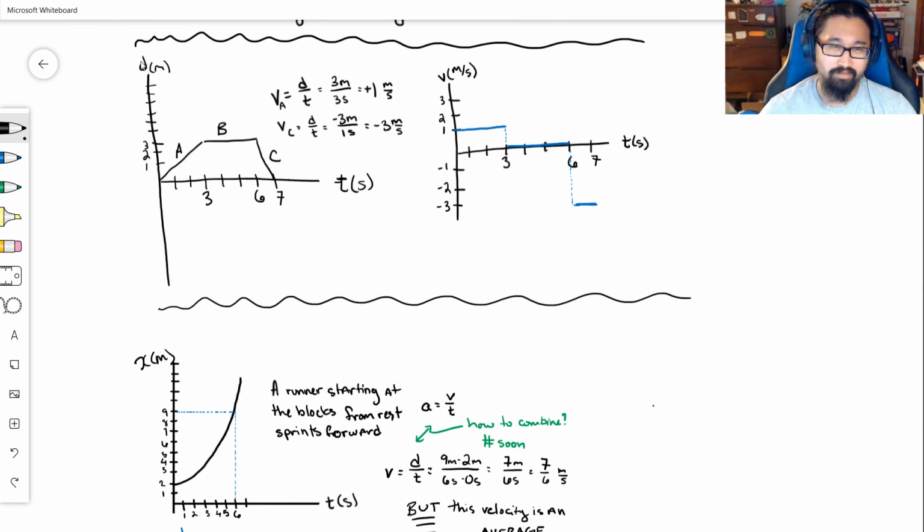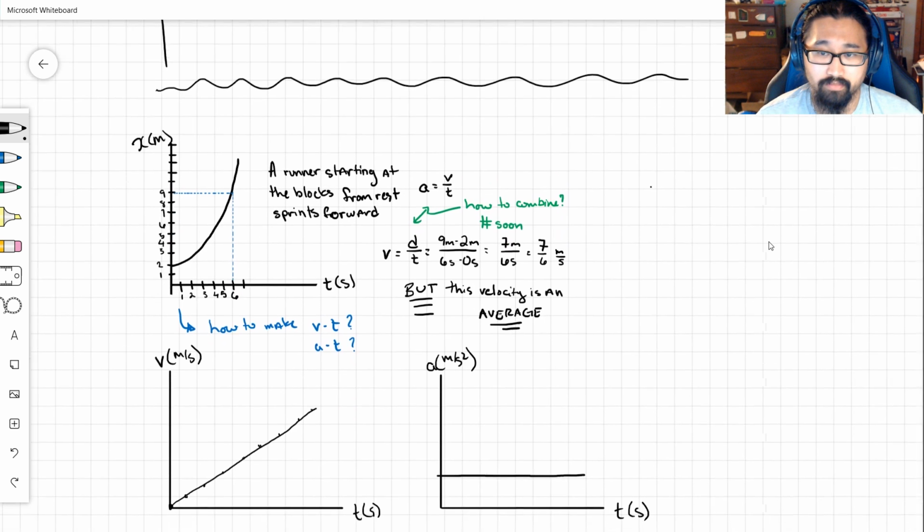I'll try to use just d for distance, d for displacement. I'll try to be more consistent there. You should have noticed that these were all straight lines, but this one was curved, right? Hopefully you make that connection. Hopefully I mentioned this in class, but if the distance-time graph is curved, if there's a curve to it, it means that there's some kind of acceleration going on. It means that the velocity of our object is somehow changing, right?